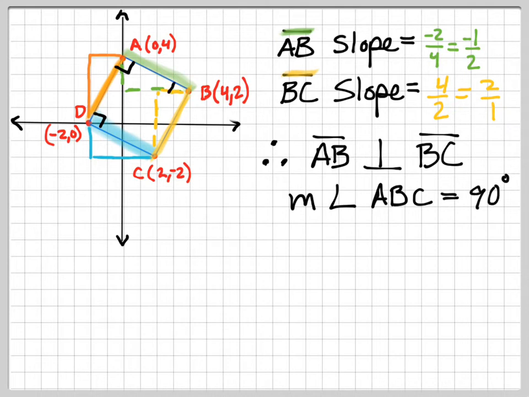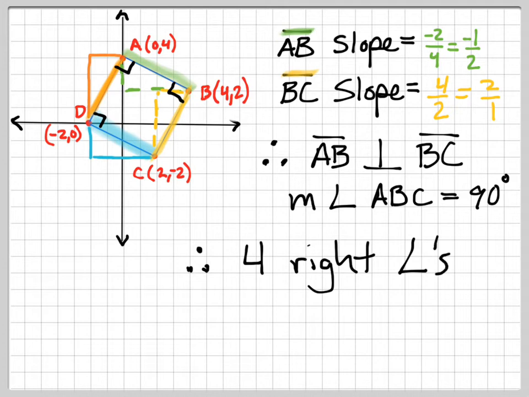And I can mark that on my graph. Okay, so if we have 3 right angles, then the fourth one has to be a right angle. So our final conclusion here, therefore, there are 4 right angles. 4 right angles, and I'll go ahead and mark that.